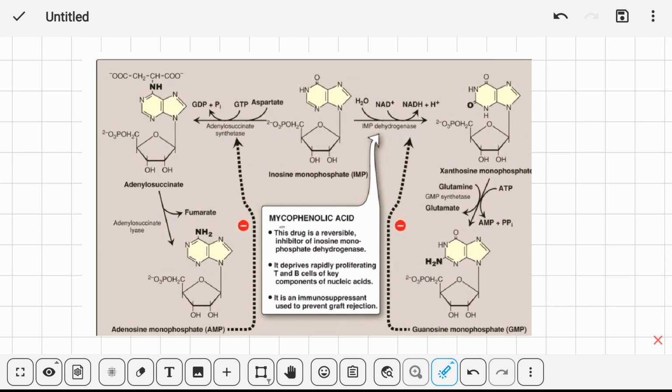Another thing here is mycophenolic acid, which is a reversible inhibitor of the inosine monophosphate dehydrogenase enzyme. When this drug inhibits this enzyme, it deprives rapidly proliferating T and B cells of the key components of nucleic acids. Obviously, AMP and GMP have to form nucleic acids like DNA and RNA. If the cells are deprived of their nucleic acids, they are going to die anyway. This is why mycophenolic acid can be used as an immunosuppressant to prevent graft reactions.